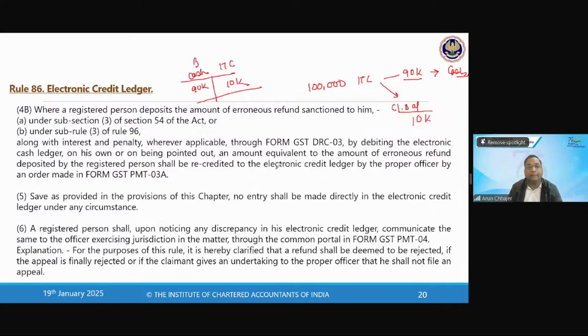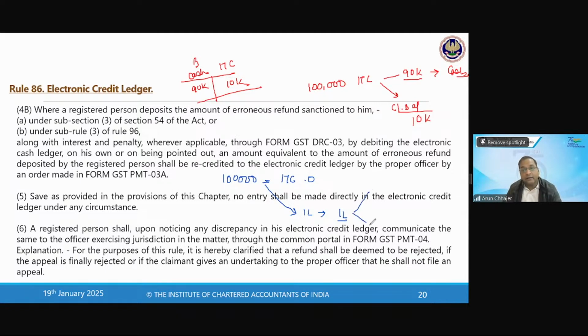But मैंने किया क्या यहाँ पर? What I have done, I have wrongly applied 1 lakh. So when I apply 1 lakh rupees to my ITC, closing balance would be 0. When I apply 1 lakh rupees, the refund of 1 lakh is being given in cash.